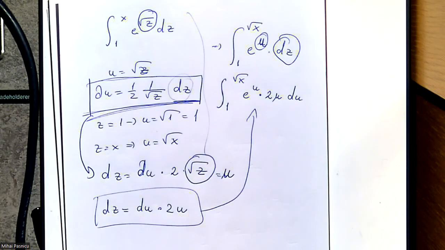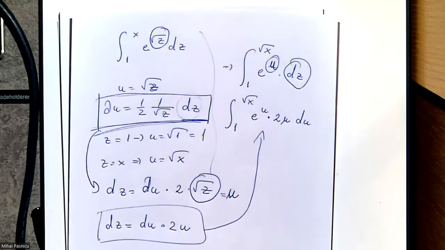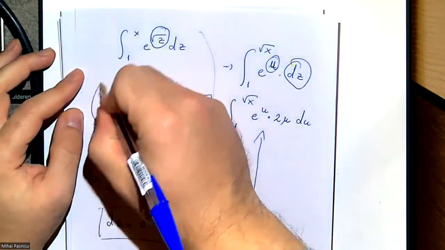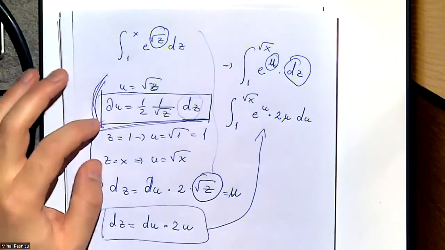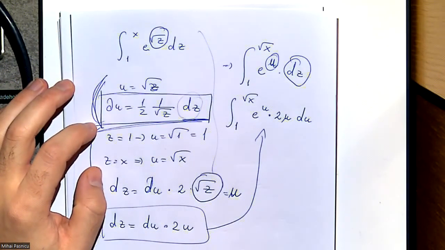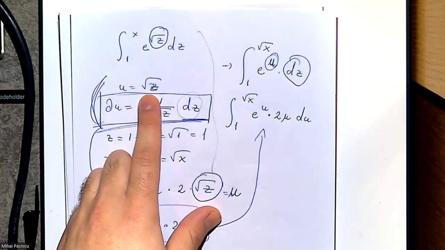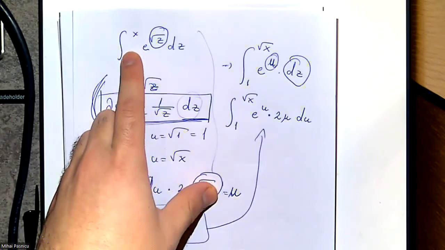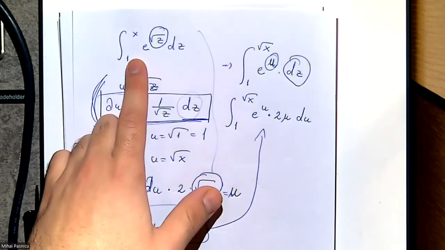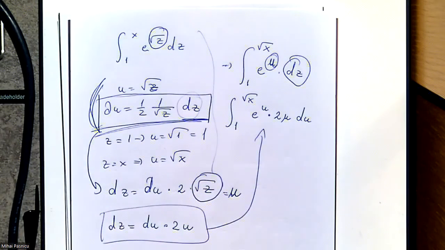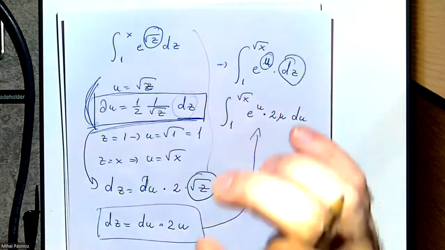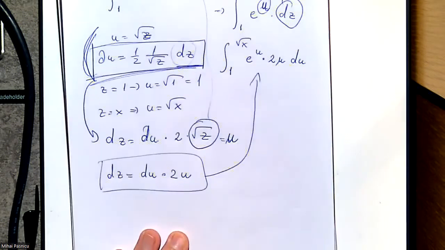Yes? Why do you put square root of x after? When you're dealing with definite integrals, there are two parts. There's the first part, which is specific to all integrals with substitution, and then it's adapting the limits. Since my change of variables is square root of z, and I was integrating z from 1 to x, now when I integrate u, I can't integrate from 1 to x. I'm going to integrate from 1 to square root of x. So I need to adapt my limits of integration, but very good question.